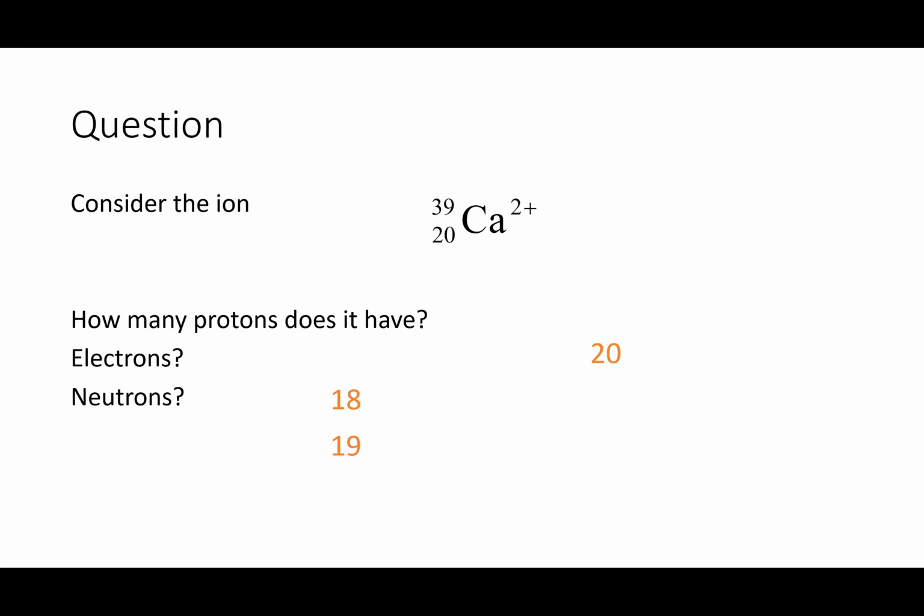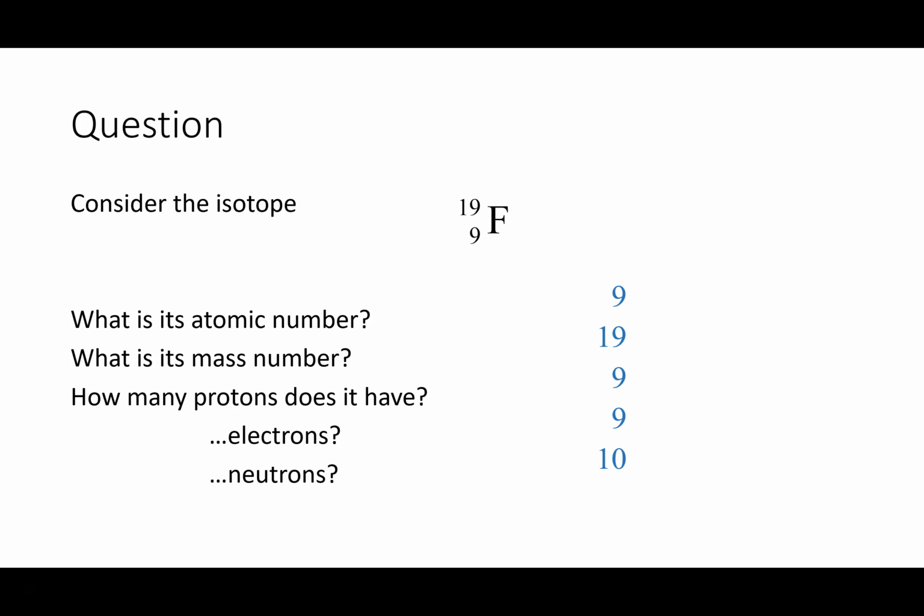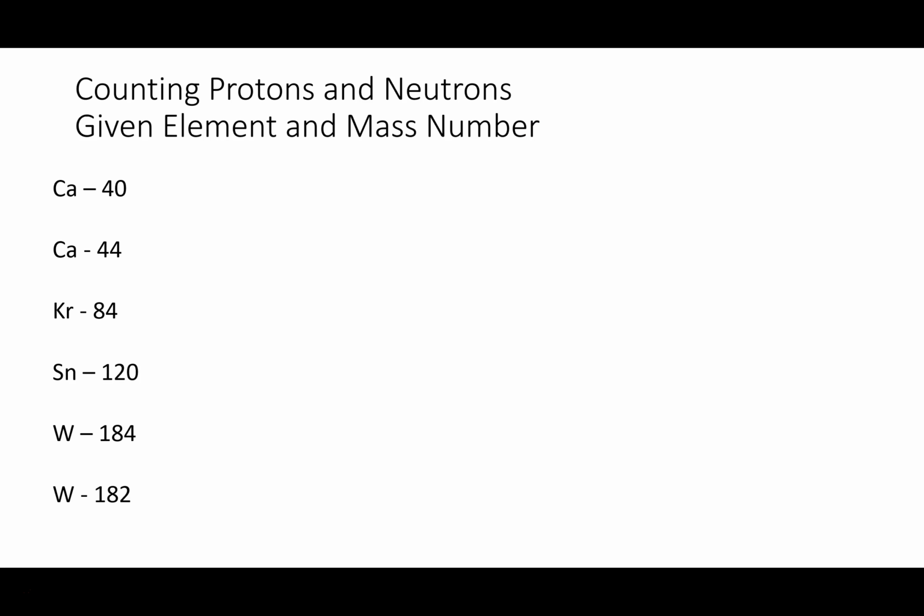Counting protons and neutrons given mass number. So, for instance, if we pick on calcium, this is the mass number. And remember what the mass number is. It's the number of protons plus the number of neutrons. I have a periodic table here, I can look up calcium. Calcium is a 2A element, and it's got 20 protons because it's atomic number 20.